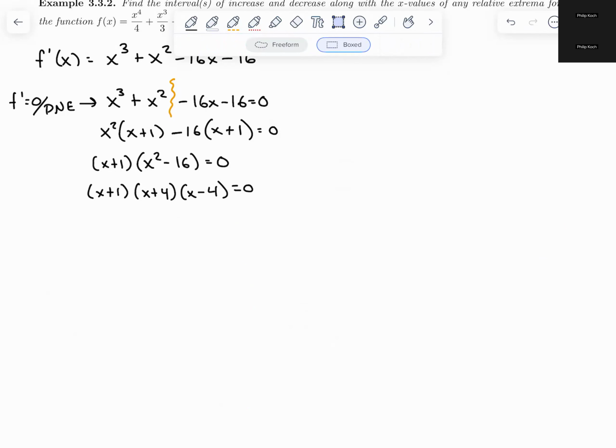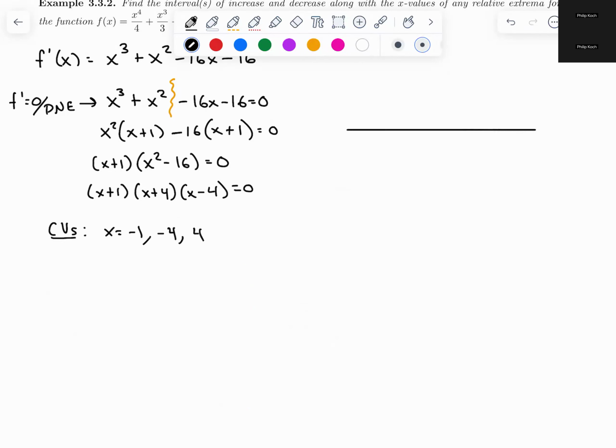So our CVs, and they're all CVs because this is a polynomial, it's defined everywhere, are x equals -1, -4, and +4. So we'll set up a sign chart. And this is for f prime. So I need 3 lines, and those are -4, -1, and 4.